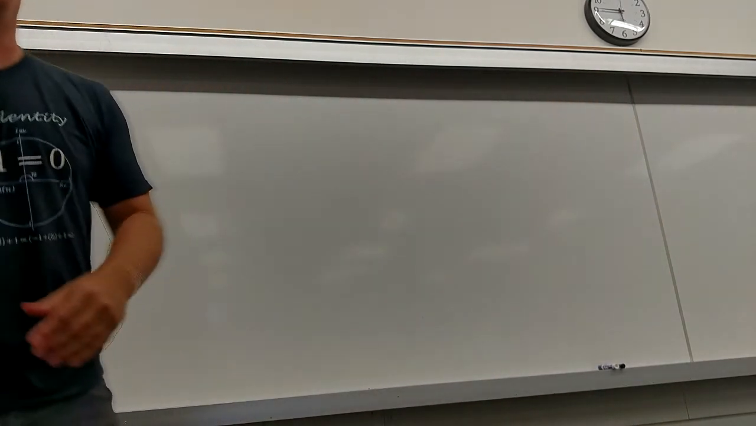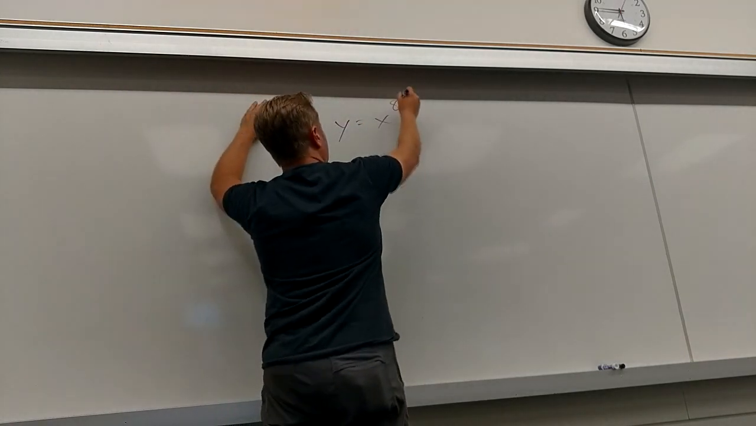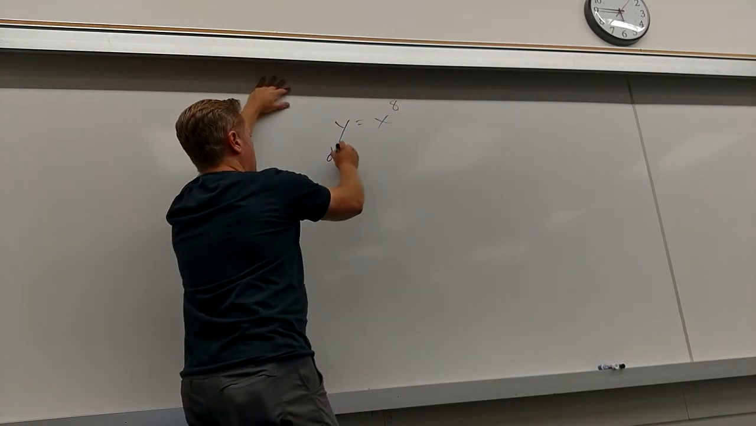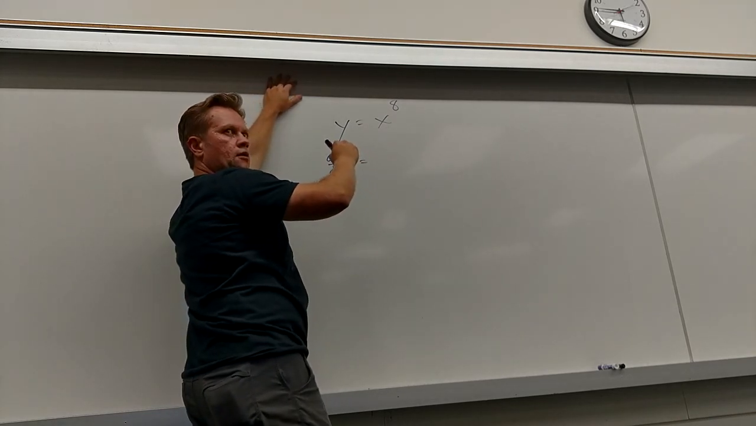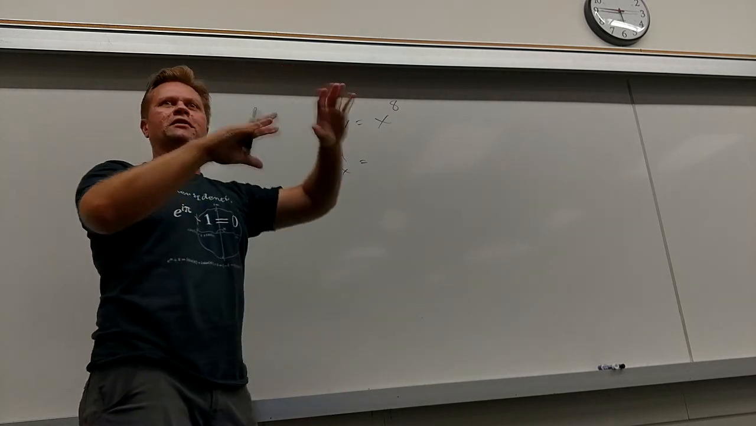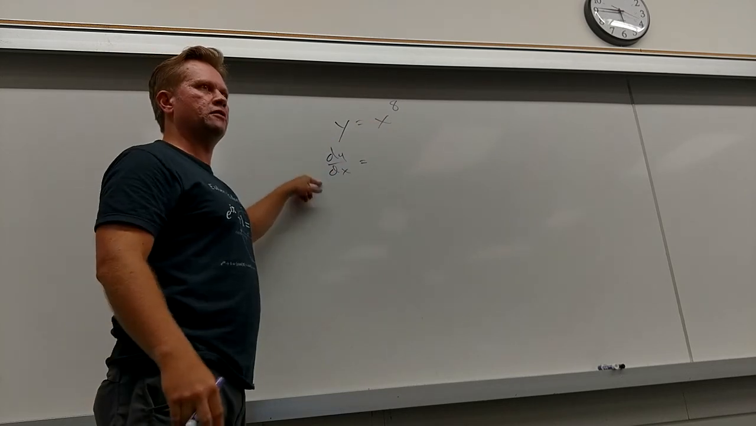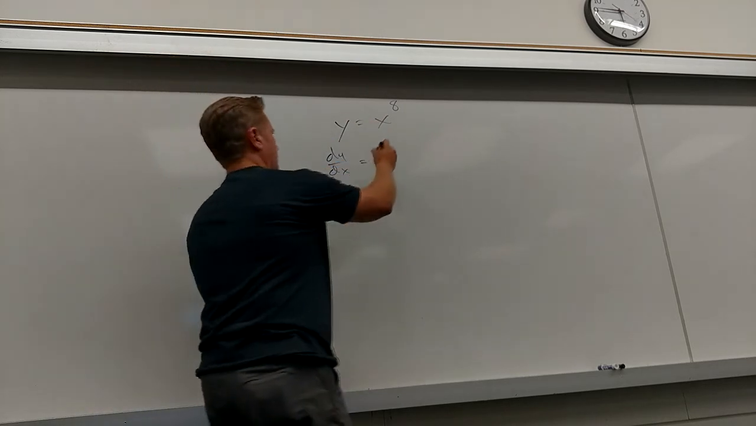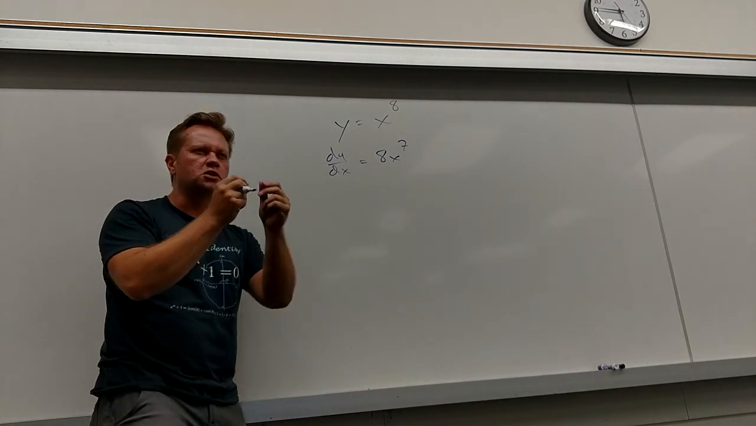So let me show you something in general, and then I'll see if I still have to talk about that one specifically. If y is x to the 8th, what's dy/dx? 0. You guys are all like, he's going to trick us. No, no. This is y as a function of x. What's dy with respect to x?